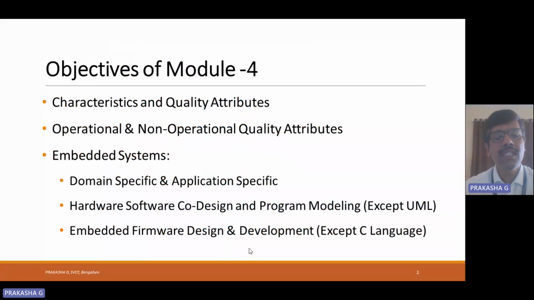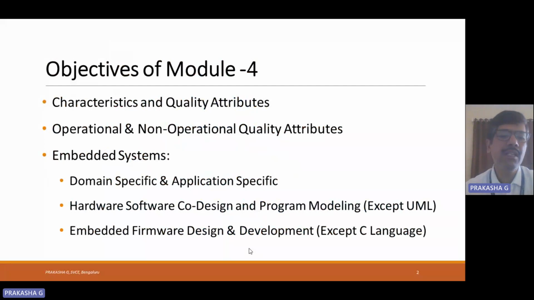The contents of this module, or we can also call them the objectives, begin with characteristics and quality attributes. Second is operational and non-operational quality attributes, one of the very important topics of this module. We also come across various embedded systems, basically categorized as domain specific and application specific. In this topic, we take a few examples of each and explain the embedded systems based on those categories.